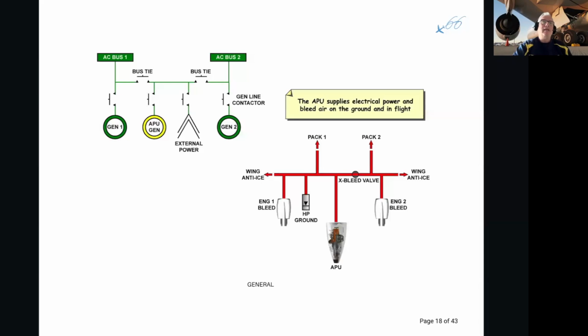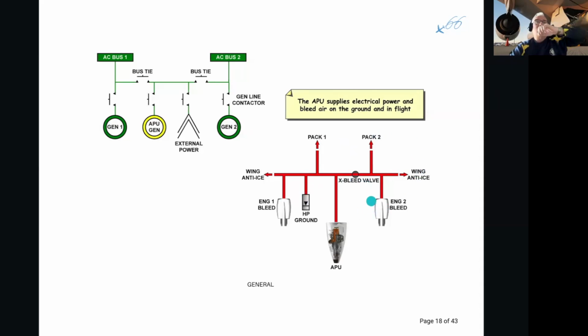So engine bleed, why do we need bleed? We need high pressure air to be able to start the engines. We also need high pressure air to operate the packs that eventually gets pressure regulated and temperature regulated and put into the cabin as conditioned air.